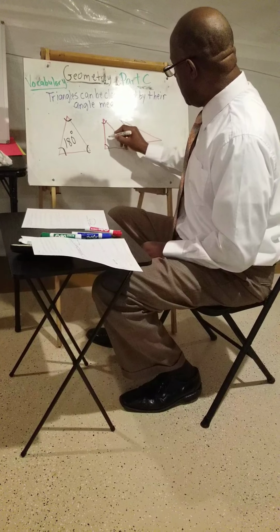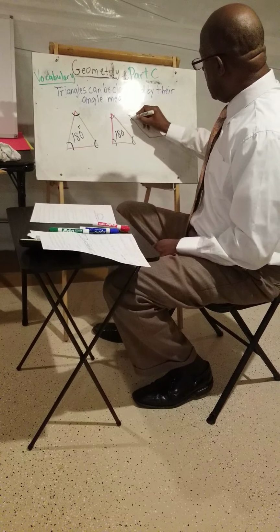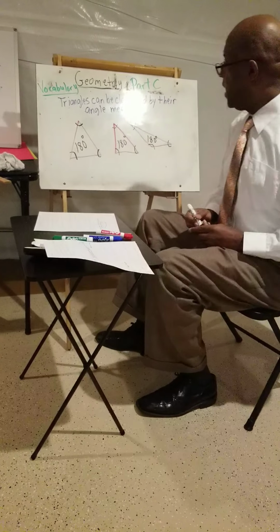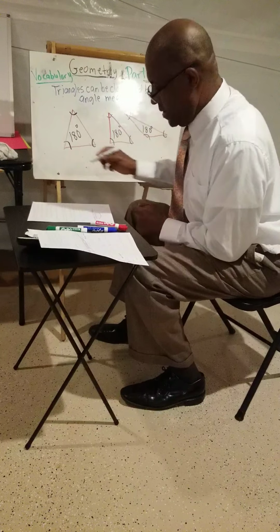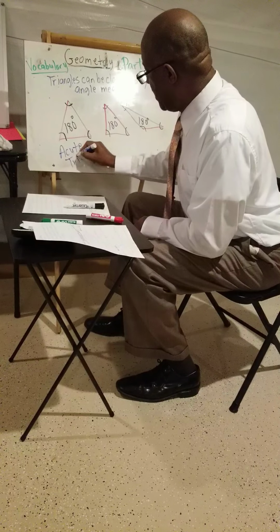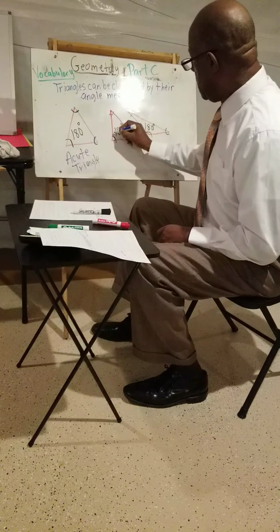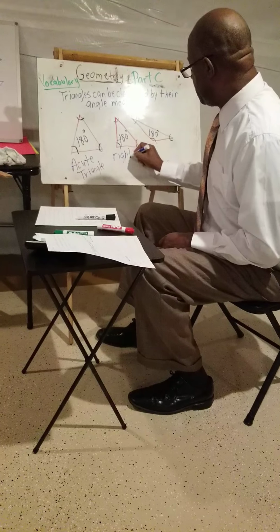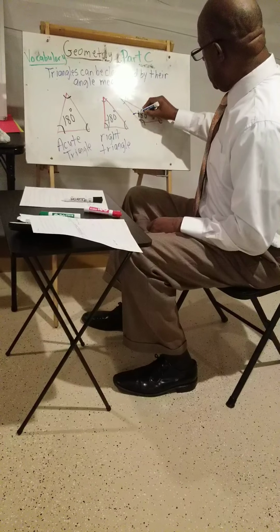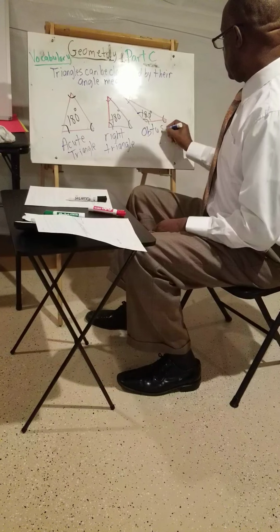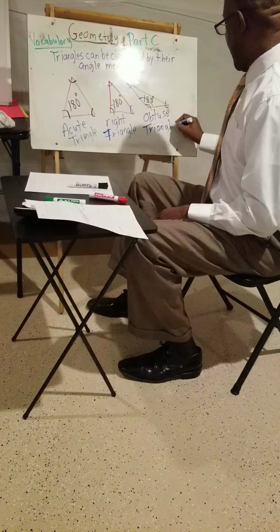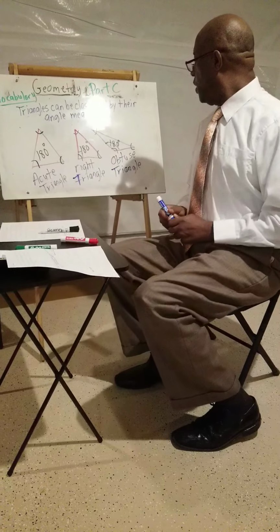No matter what the triangles are, they have to equal up to 180 degrees. Whether it is an acute triangle, that triangle still has to equal up to 180 degrees. Whether it's a right triangle, those three angles have to equal up to 180 degrees. Or whether it is an obtuse triangle, when you add them all up, they all have to equal up to 180 degrees.